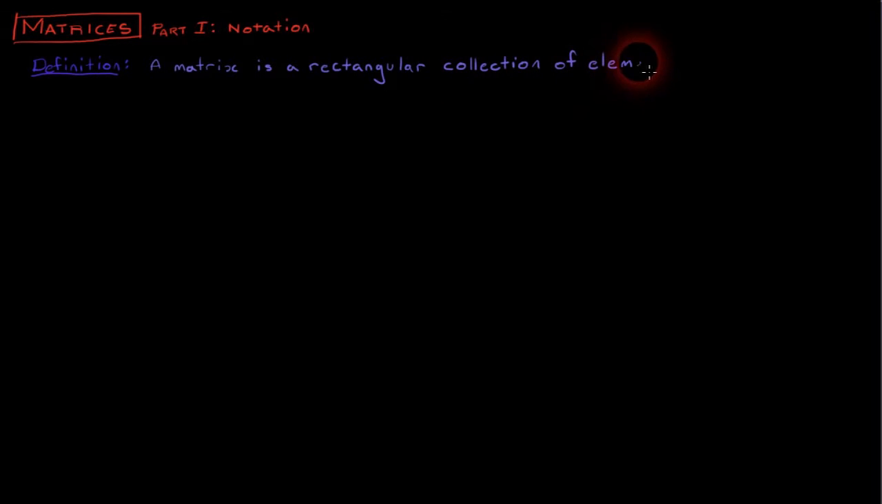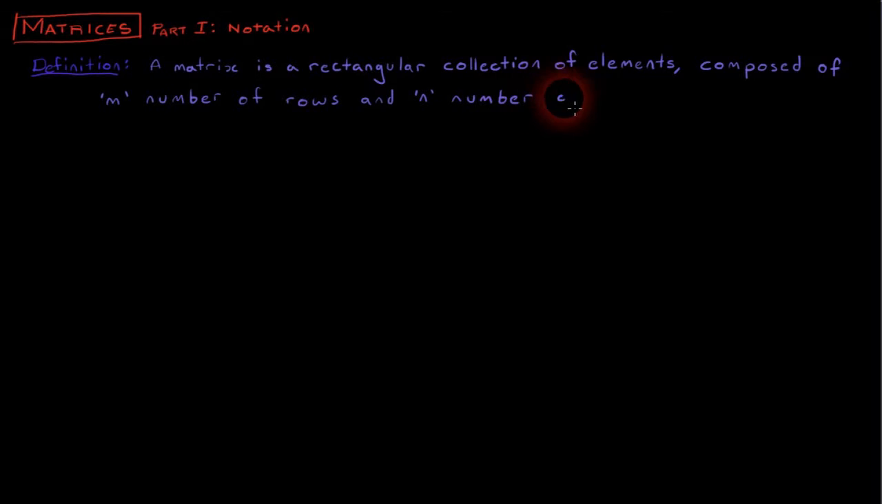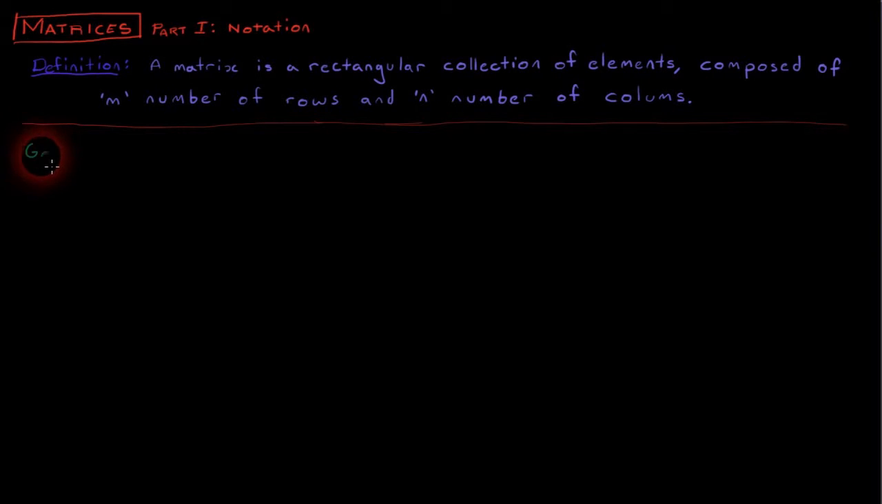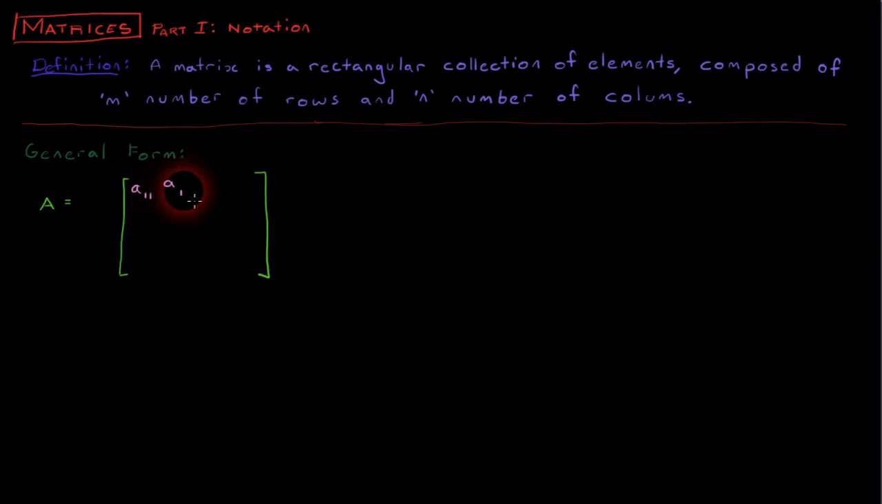A matrix is a rectangular collection of elements composed of m number of rows and n number of columns. The convention is to use capital letters for variables representing matrices. When writing the general form of a matrix, we use placeholders for values in a specific matrix, which are the lowercase of our matrix variable followed by subscripts of their relative position within the matrix's brackets.